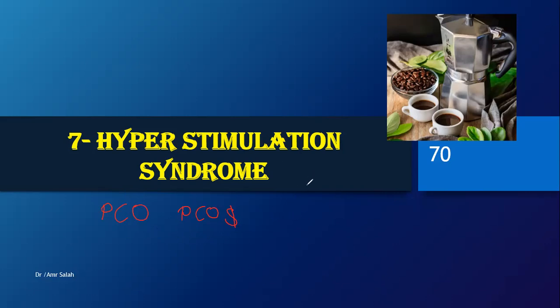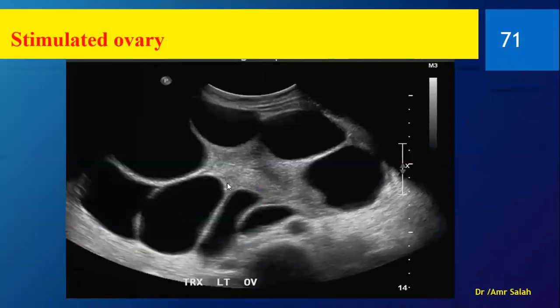Here we have the stimulated ovary. This is what we would see by the ultrasound, and the hyperstimulated ovary syndrome. And similarly, here we would have other symptoms you're going to see, and here this is going to be by ultrasound. Let's see this in details and delve into the details. This is the stimulated ovary.